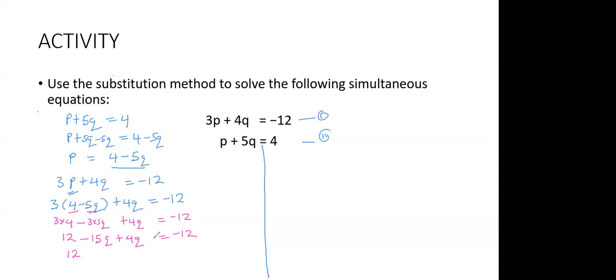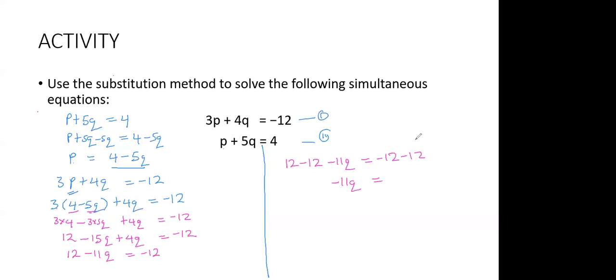Then now your next task is, here I'll have 12 minus 15Q plus 4Q. And those people who don't know how to add, please use your calc: you have negative 15 plus 4. So you get negative 11Q is equal to negative 12. Now after that, continue, collect like terms. This 12 is positive, it goes the other side. So I will say negative 11Q will equal to negative 12 minus 12.